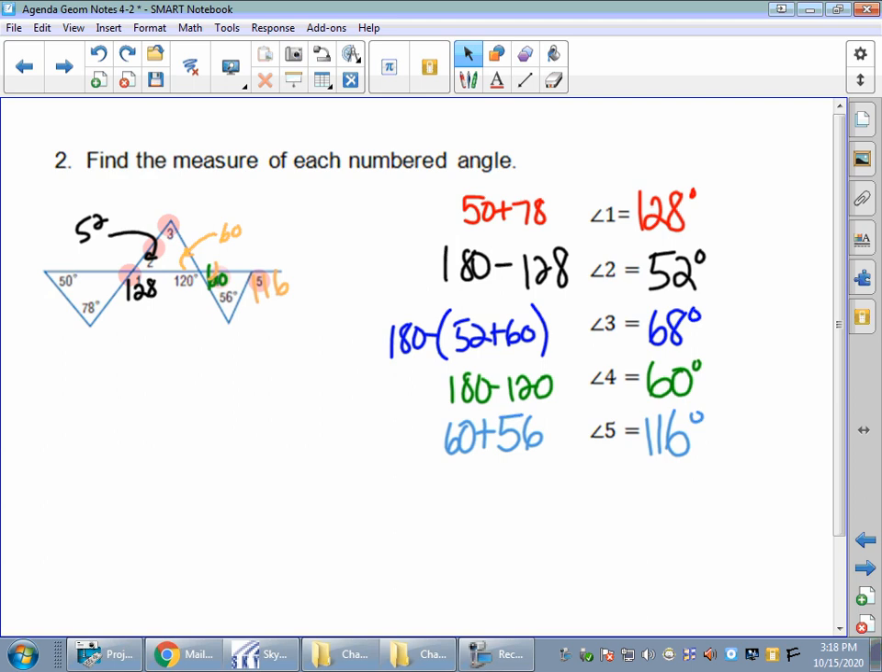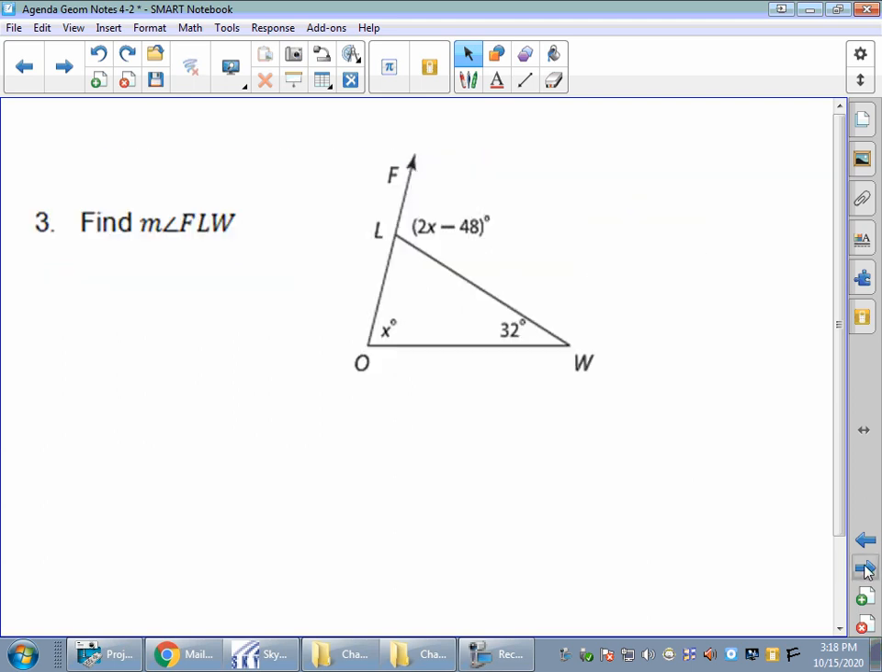Let's do one more example. Let's do number 3, and then I'll quit. So number 3, this is one of those 5% of the time where you have to know the exterior angle theorem, because it says to find the measure of angle FLW. So I'm going to want to know the measure of this whole angle right here, right? Well, 2x minus 48 is not enough of an answer. I want to know an actual number. So that means I'm going to have to figure out what x is equal to.